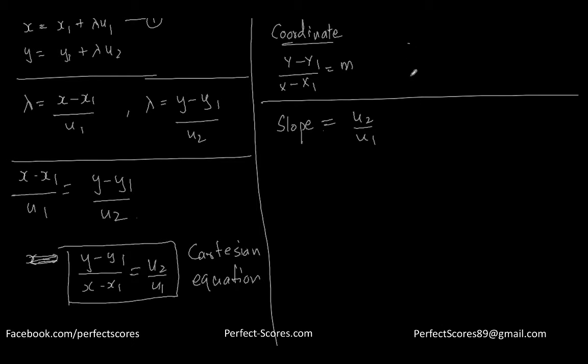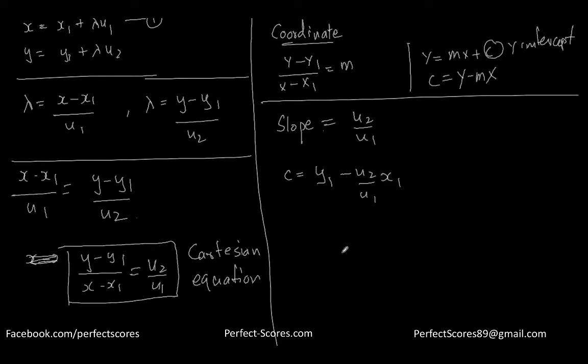And again, if I put that in the form y is equal to mx plus c, where c is equal to y minus mx, that means c is the y-intercept of the line. So c is equal to any y value, let's say we pick y1, minus the slope, which is u2 over u1, times the corresponding x value. That will give us the y-intercept. So this is the Cartesian equation, and this gives the slope and the y-intercept of that particular vector.